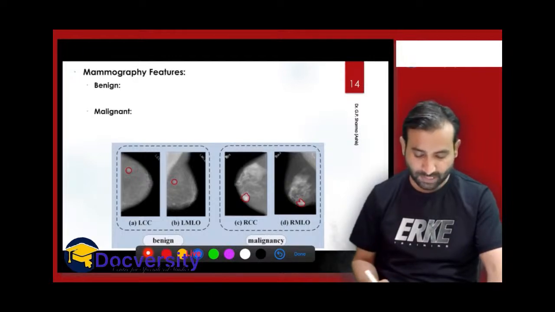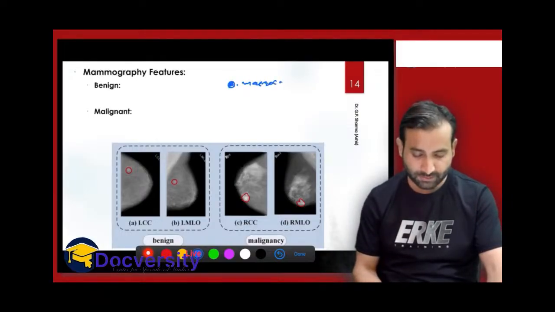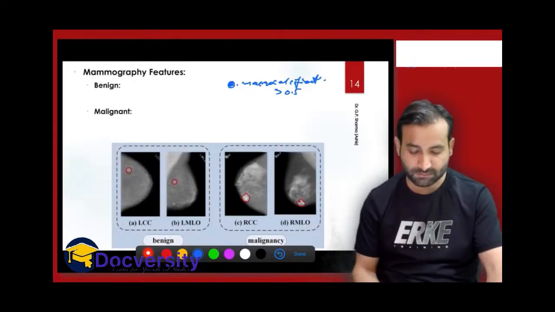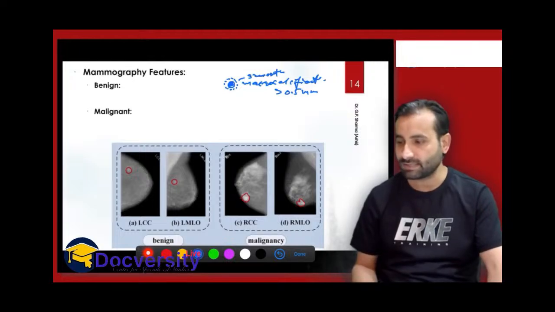If it is a benign mass, then what we see is that there will be macro calcification. What is this one? Macro calcification. Macro calcification means the calcification size will be more than 0.5 millimeter, right? And you will see a thin halo around it, and it is smooth. Then we call this benign calcification.